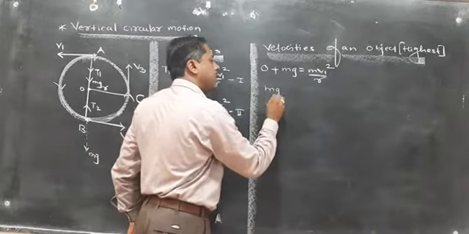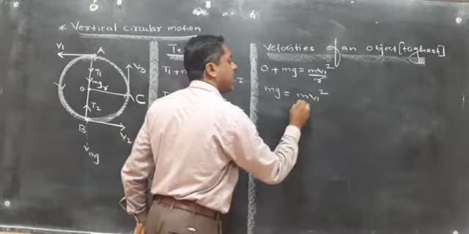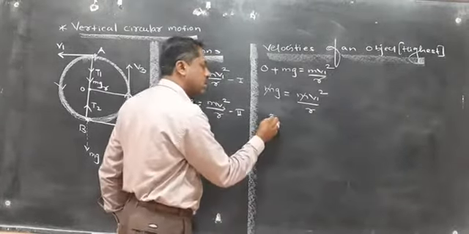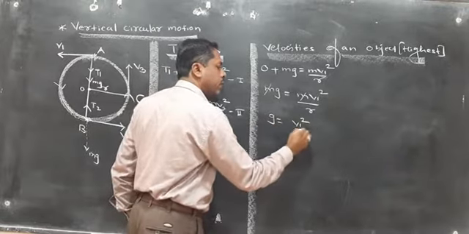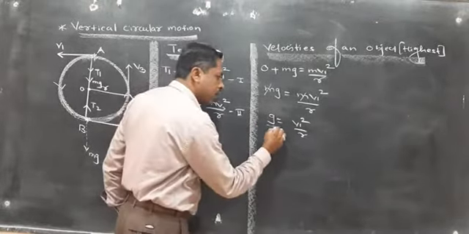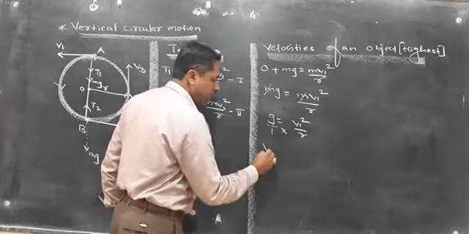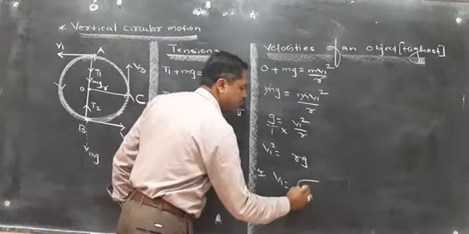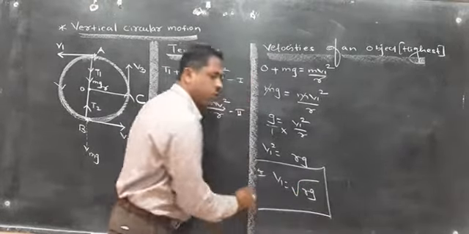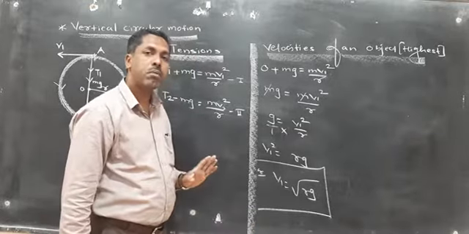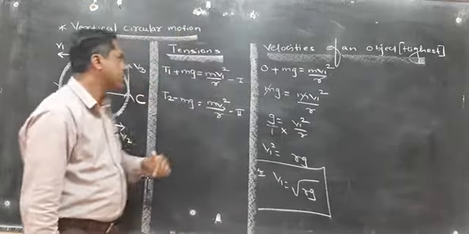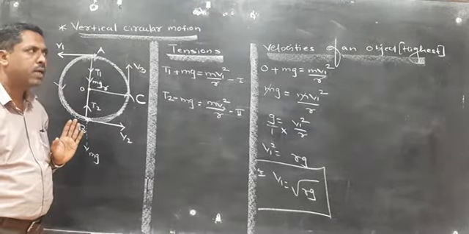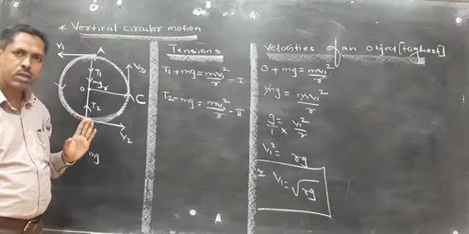Here mg is equal to mv1 square by r. In this way, m gets cancelled, which means g is equal to v1 square upon r. Taking cross product, v1 square is equal to rg, or v1 is equal to root of rg. This is the general formula for velocity of an object at the highest or top position. Watch it here, very simple. Have you got the idea?